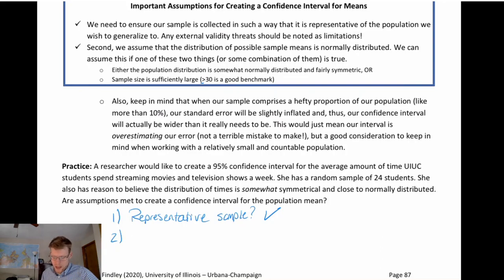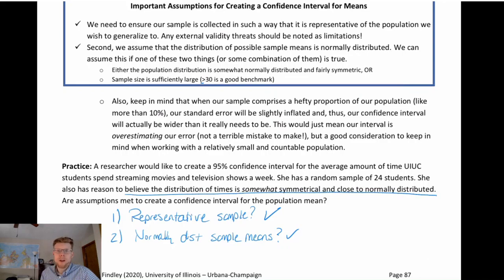The second assumption that we have here is: will the distribution of possible sample means when n equals 24 be normally distributed? Can we use these normal distribution properties to make an inference about where our sample mean is in relation to mu, assuming this all falls in a normal distribution? So I'm going to say normally distributed sample means. And the answer is probably yes, because of this.